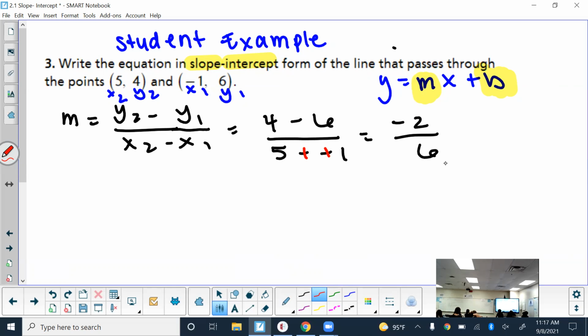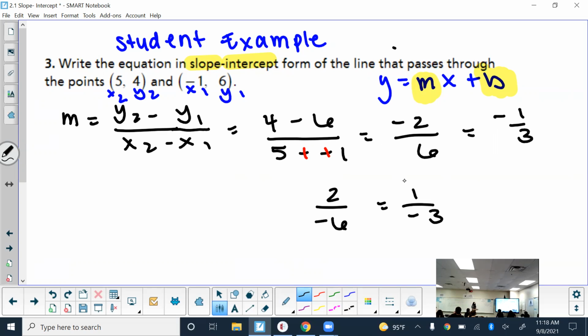Now, if you did it the other way, like you labeled this one x2, y2, and this one x1, y1, you got something similar, didn't you? You got like 2 over negative 6, right? When we simplify our fractions, do we get the same final answer for the slope? Yes. What does it simplify to? Negative 1/3. So think about what number goes into both of them. That would be 2 into both of them. Over here, you probably got 1 over negative 3.